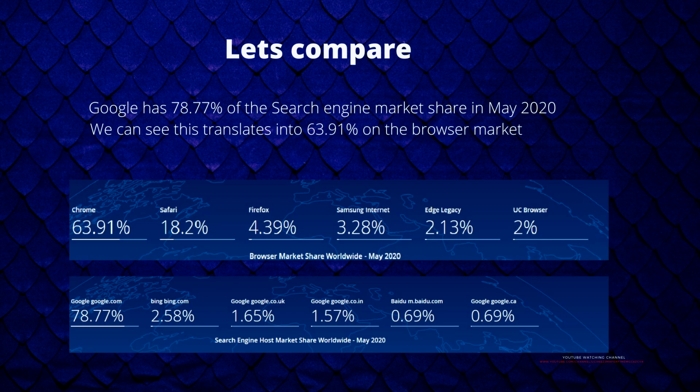Let's compare the browser market share of May 2020 with the search engine market share. Google has 78.77% of the search engine market share in May 2020. We can see the Google search engine dominance looks to translate really well to the amount of Chrome users.